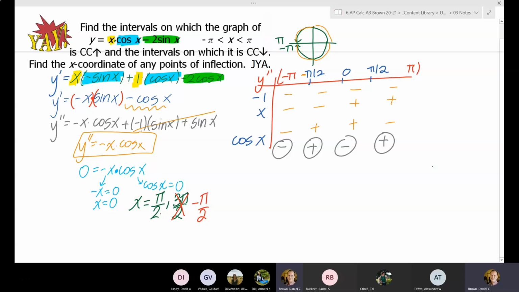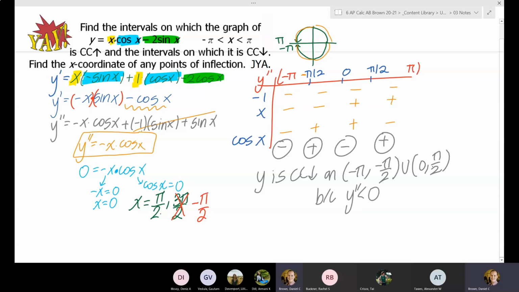Remember, the sign chart does not count as your final answer. On the AP exam, you will need to state your answer clearly and justify it. So we can see that this is the function y. Y is concave down, I'll do that first, on the interval from negative pi to negative pi over 2, union 0 to pi over 2. How do I know it's concave down there? Because the second derivative is less than 0.